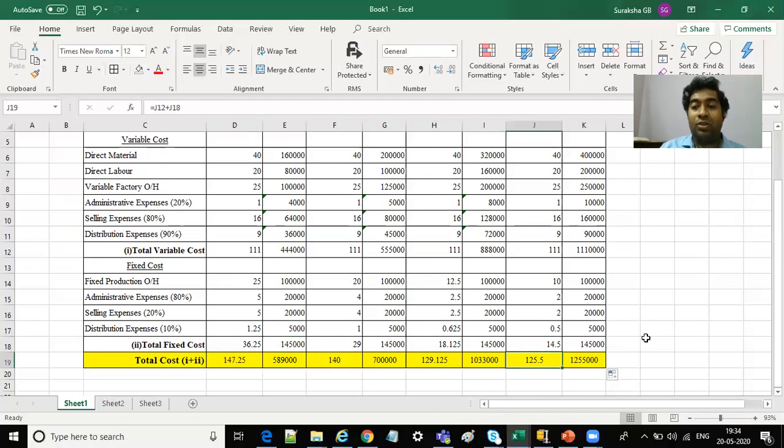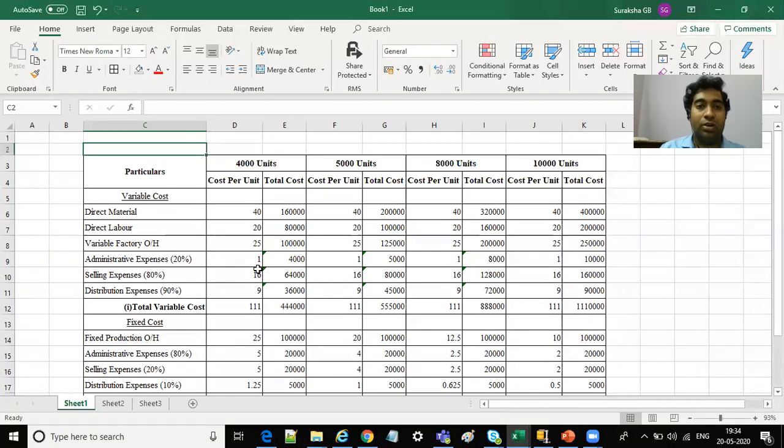So I think you might have studied in economics the concept of economies of scale. The more the quantity produced by the company, the more the cost per unit will reduce. This is the classic example for understanding economies of scale. I hope you are clear with the concept of flexible budget. If you have any doubts, you can drop me a message or you can call me and get it clarified.